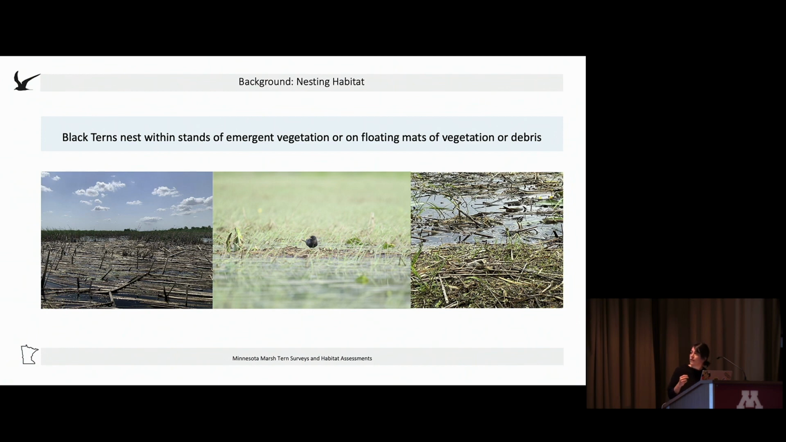And I should just say too, because it's important, Steve Colby did almost all of the surveys for this project, and he took all of the pictures, which makes this presentation much more interesting to look at these beautiful pictures. So thanks, Steve.